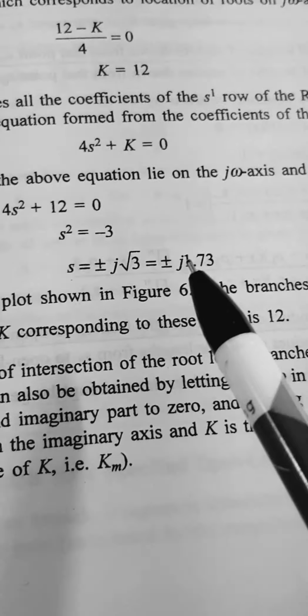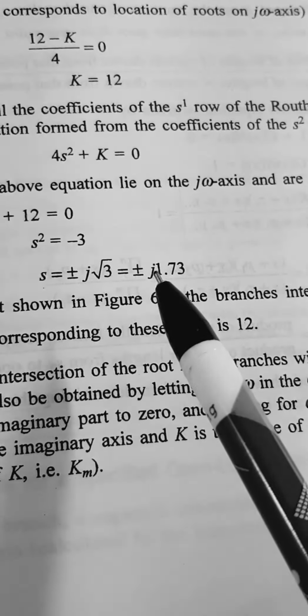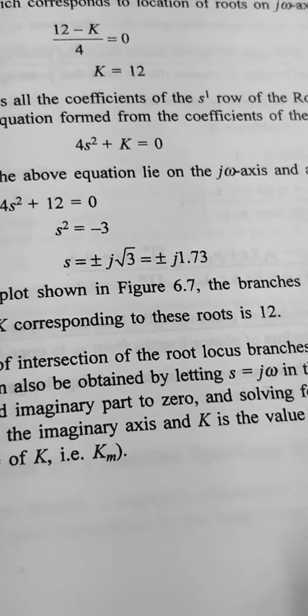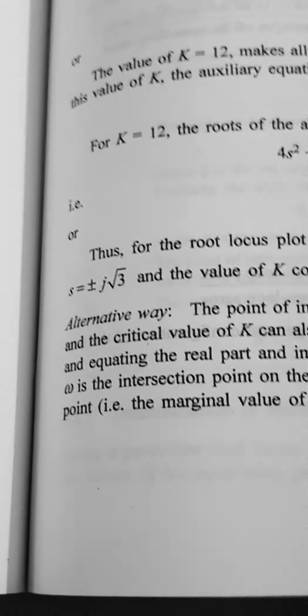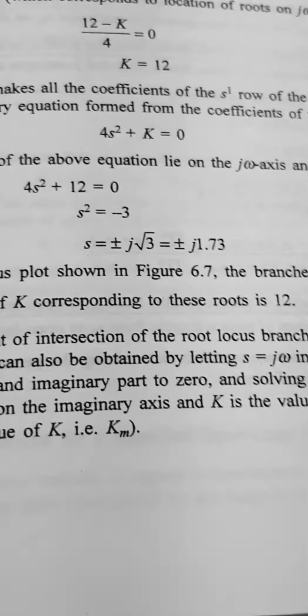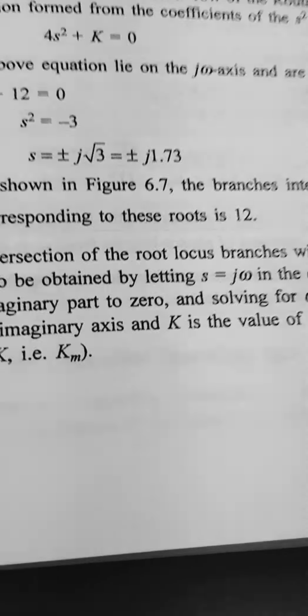So thus for the root locus plot shown, we can see that the root locus crosses the imaginary axis at plus or minus j root 3. Now, by an alternate way, the point of intersection of the root locus branches with the imaginary axis can be calculated. How can you calculate it?